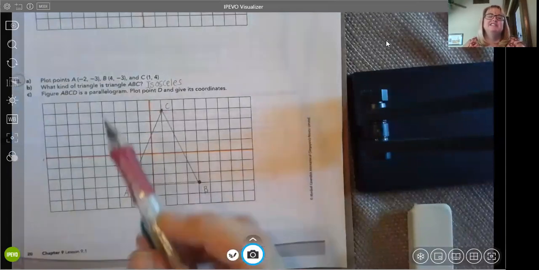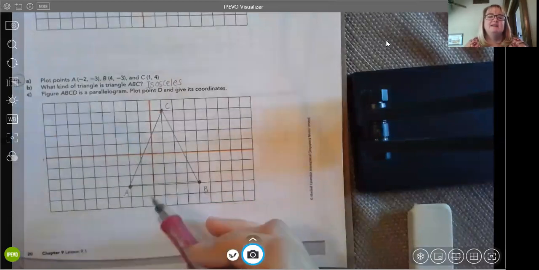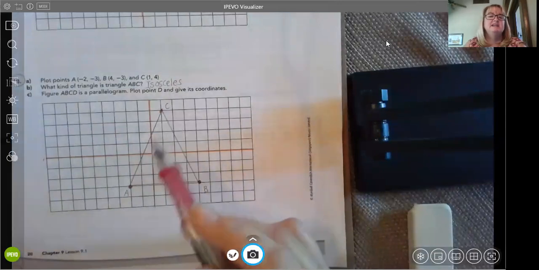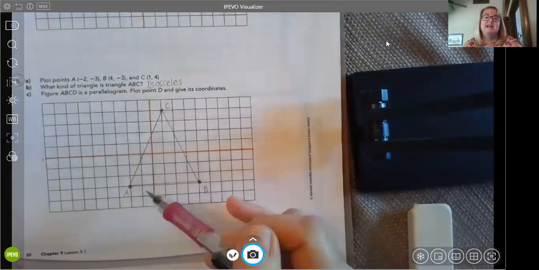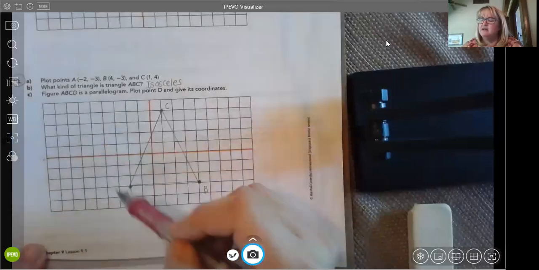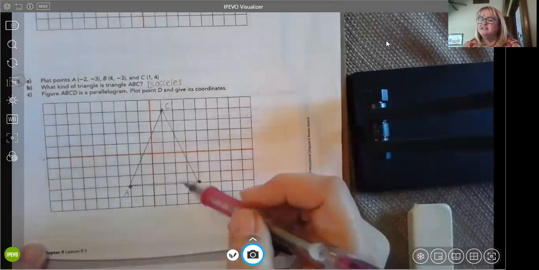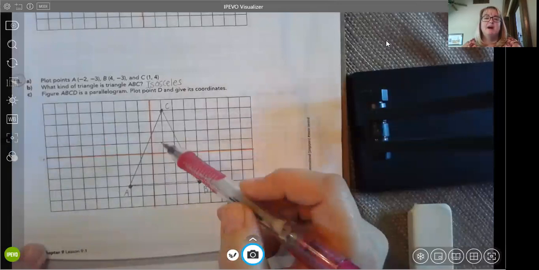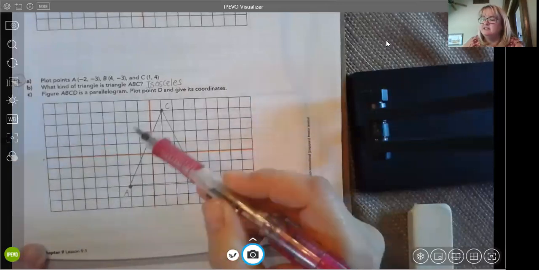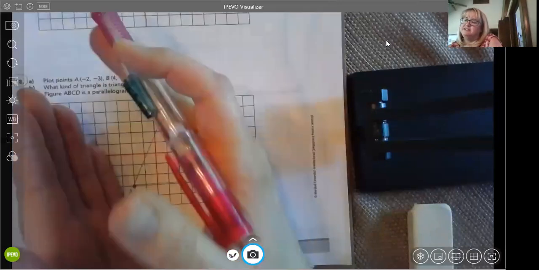Okay, now this is where it gets a little bit tricky. Figure ABCD is a parallelogram. Plot D and give its coordinates. So A goes to B, B goes to C, C is going to go to D, and then D is going to go to A. So it is a parallelogram. What that means is the top and bottom need to be parallel, and the two sides. So this is going to come out here and then come back so that you have two parallel sides this way and two this way.